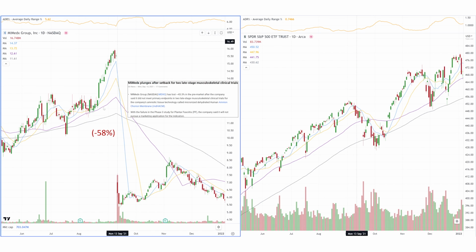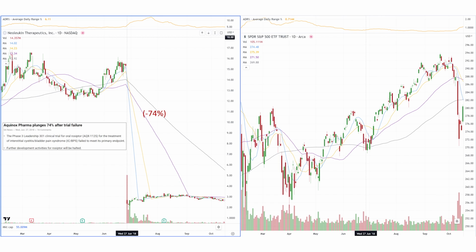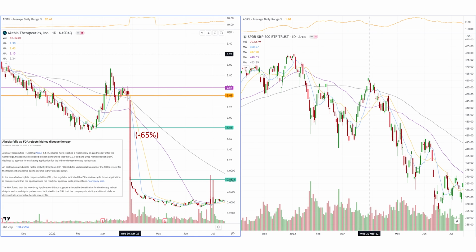Another example, not a setup though, but nice momentum, a failed trial, minus 58% gap down. Nice momentum, not a setup, but a failed trial with minus 83% gap down. A decent momentum, nice surfing of the 20 days moving average, not a setup though, but a failed trial with a minus 74% gap down.